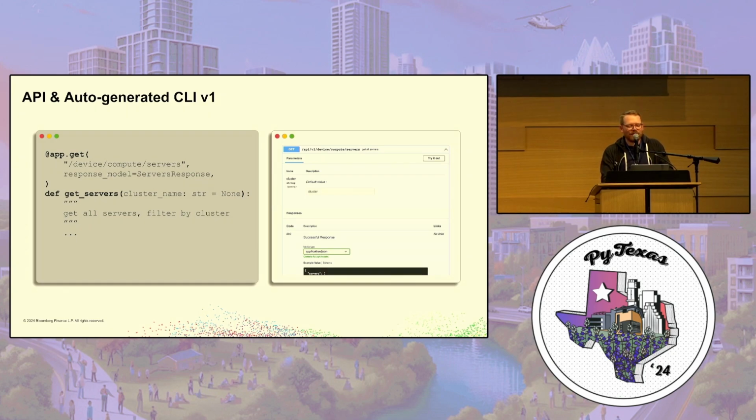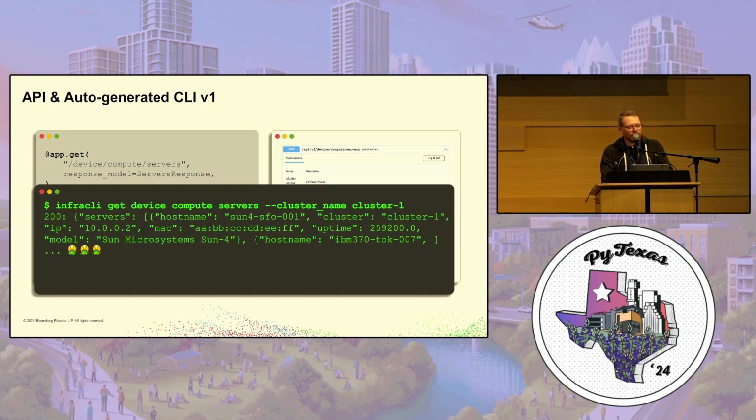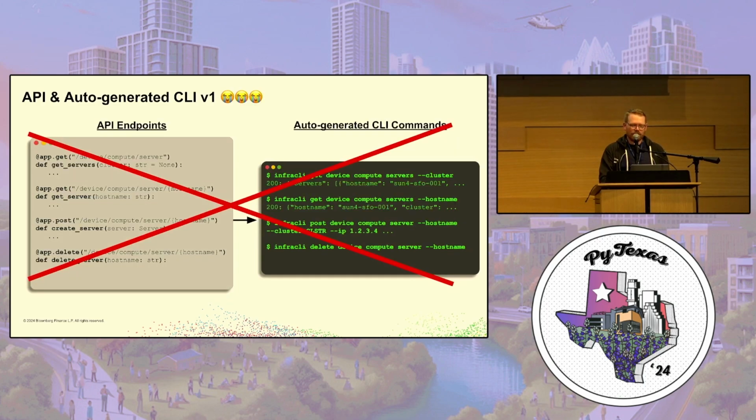Now, if we were to naively generate a CLI command from this endpoint, it would look something like this. To use it, you need to fully type out get device compute servers, specify your cluster with the --cluster_name flag, and you get back a HTTP status code and a huge JSON blob. If you can't already tell, this scheme leads to a bad CLI and is not much better than just using curl. So we realized that simply bolting the API and CLI together with some simple mappings was not going to work. Doing that created a really poor user experience in the CLI.